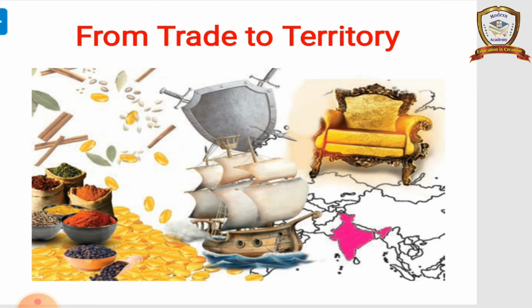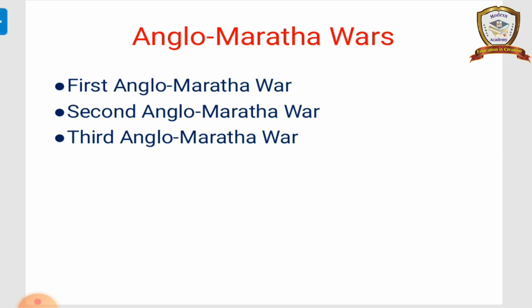Today we are going to see about the Anglo-Maratha Wars. There are three: the first Anglo-Maratha War, 1775 to 1782, the second Anglo-Maratha War, 1803 to 1805, and the third Anglo-Maratha War, 1817 to 1818. The Marathas managed to overcome the crisis caused by the defeat at Panipat.